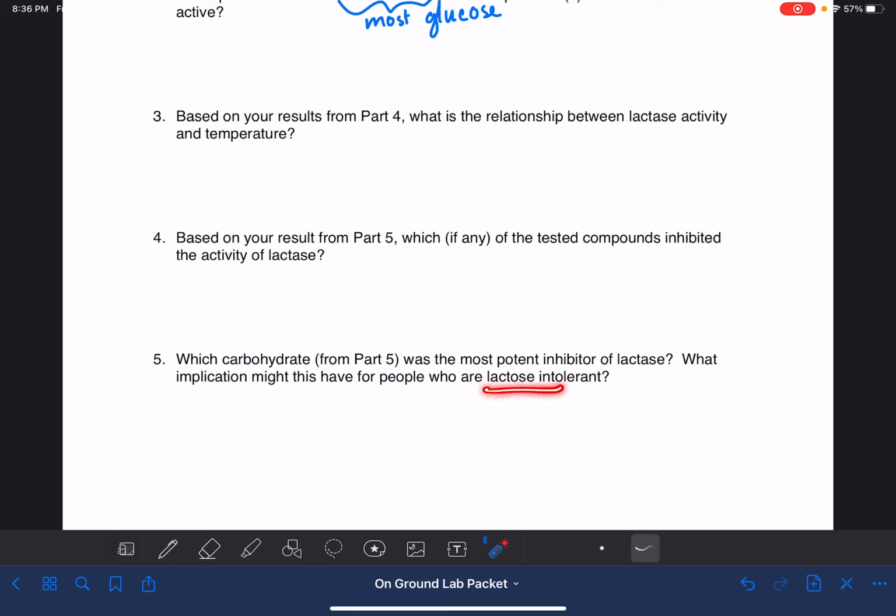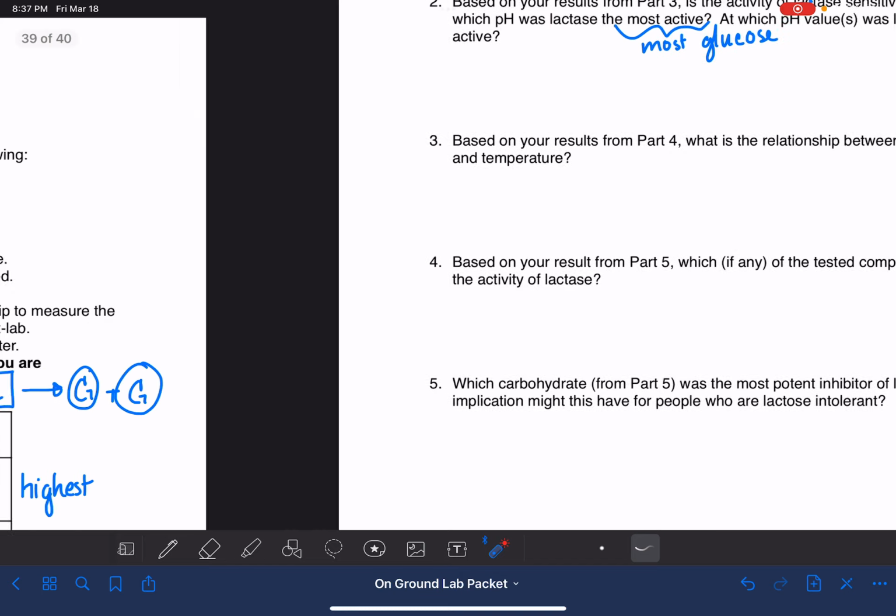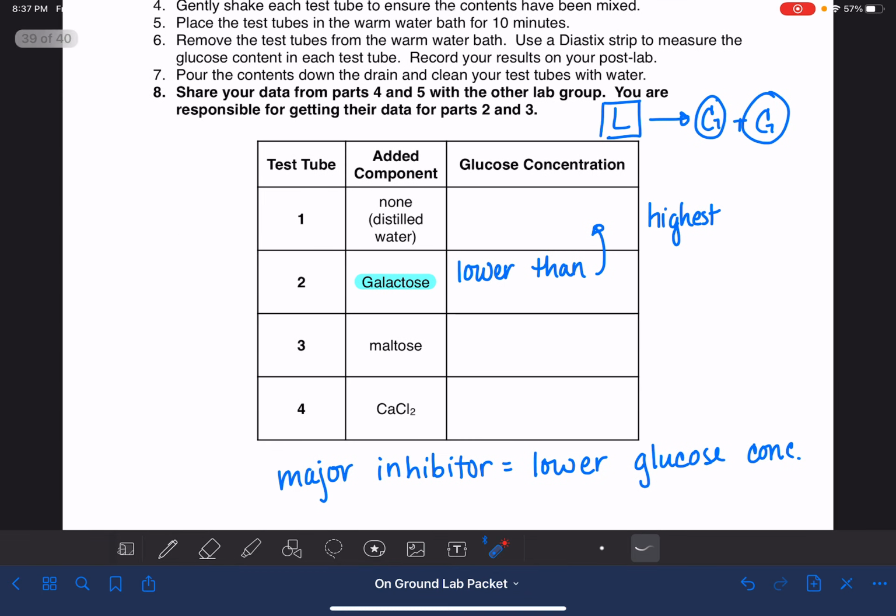People who are lactose intolerant lack that lactase enzyme. And so, just sort of use what you know about lactose and lactase and inhibitors, thinking about the nutritional diet of people who are lactose intolerant and how that pertains to these carbohydrates, galactose and maltose.